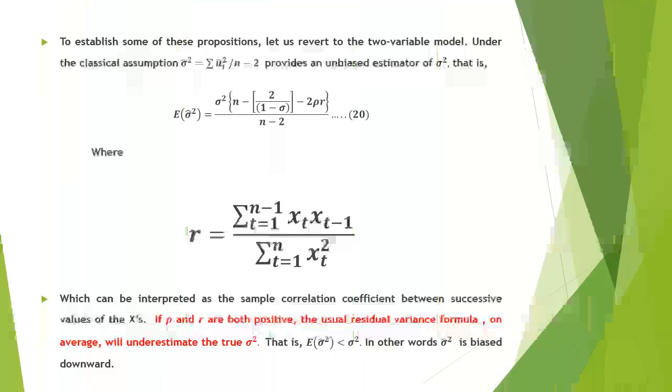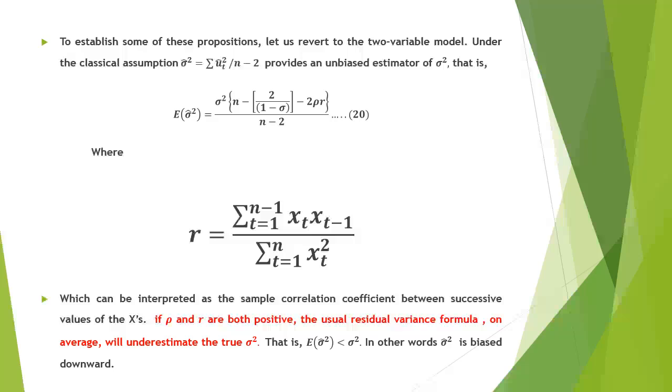To understand these things in a much better fashion, let us consider the two-variable model. Under the classical assumptions, the estimated residual variance sigma hat squared is equal to sigma u hat squared divided by n minus 2. This provides an unbiased estimator of the true population parameter sigma square. That is, under autocorrelation, the expected value of sigma hat squared is equal to sigma square times (n minus 2 rho r) divided by n minus 2.